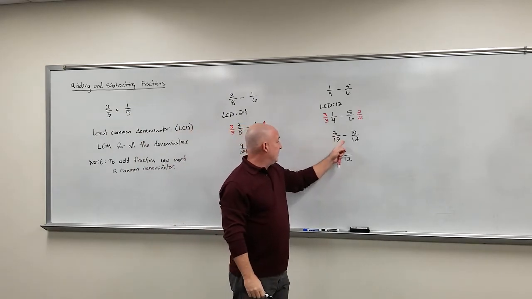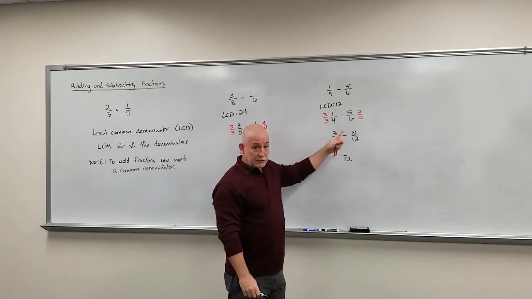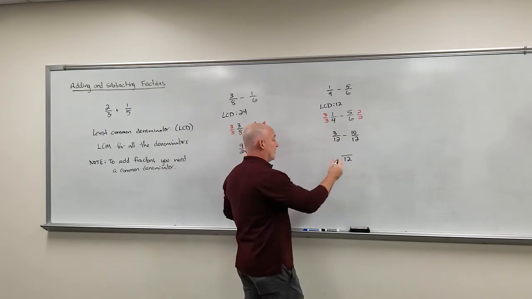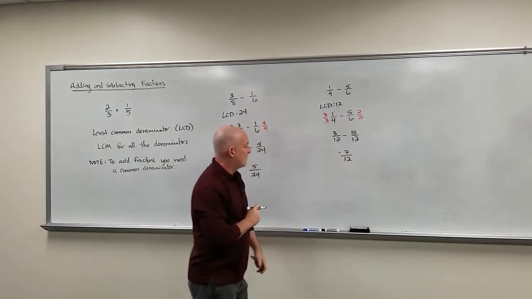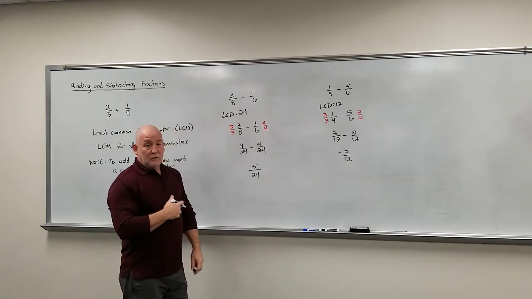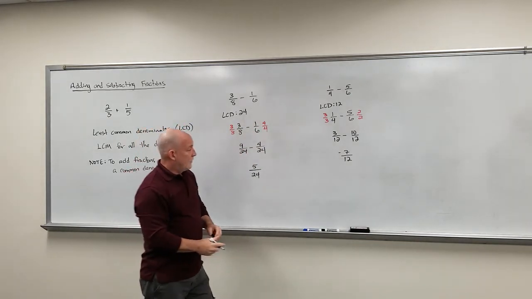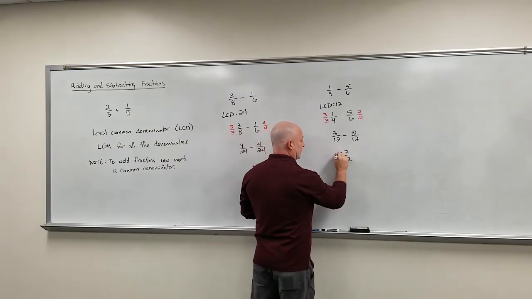If we have 3 minus 10, well, here we're subtracting, or adding negatives. The bigger number is the negative, so we end up with -7. All right, by the way, this won't reduce, so that's our answer.